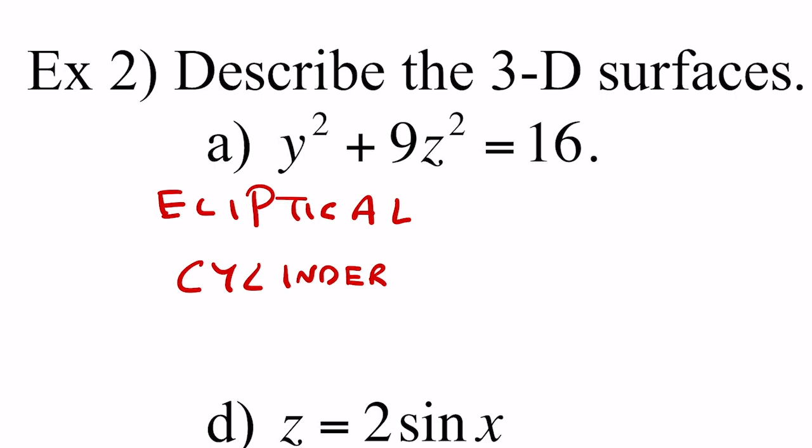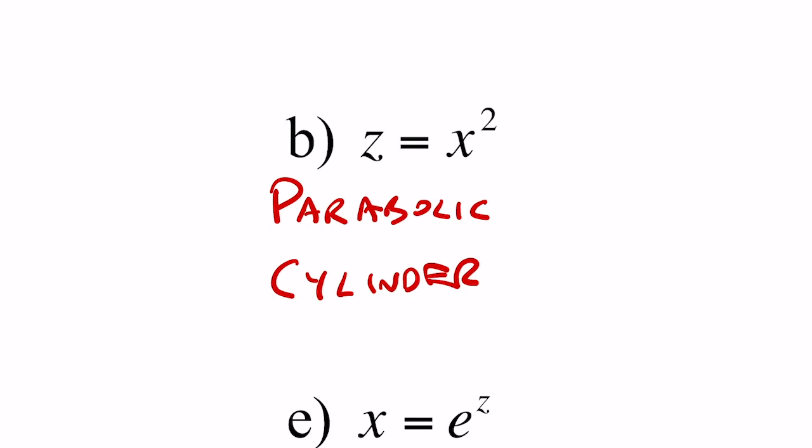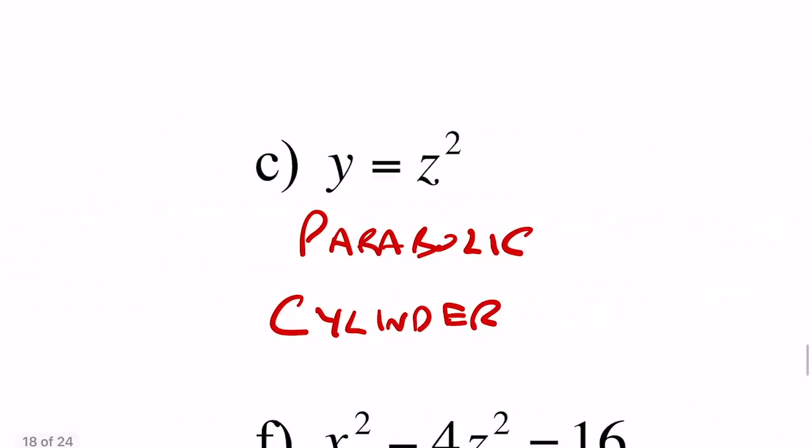For example 2a, we have y squared plus 9z squared equals 16. We have two variables that are squared, both are positive, and the coefficients are different. This is the equation of an ellipse. So this would be an elliptical cylinder. For part B, we have z equals x squared. This describes the equation of a parabola. One variable is not squared and the other one is squared. So this would be a parabolic cylinder.